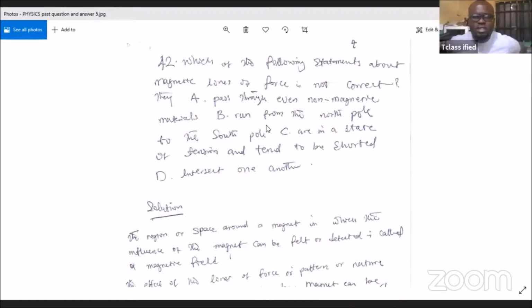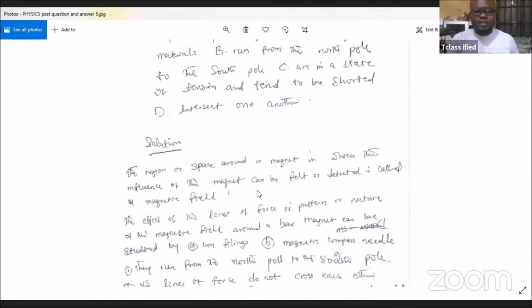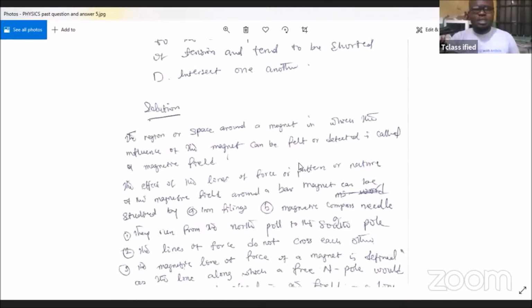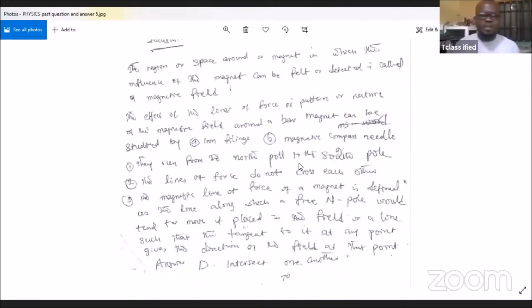Intersect one another. So, solution: the region or space around the magnet in which the influence of the magnet can be felt is known as the magnetic field. The lines of force, or the pattern and nature of the magnetic field around a bar magnet, can be studied using iron filings or a magnetic compass needle. When you do this study, you find that the magnetic fields run from the North Pole to the South Pole. Very important. Number two, the lines of force do not cross each other.